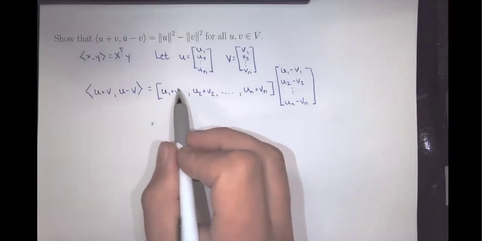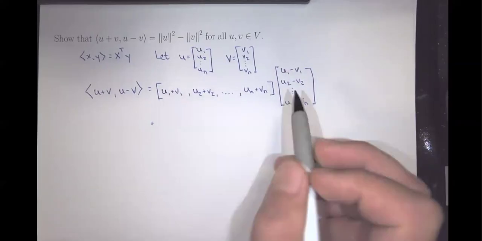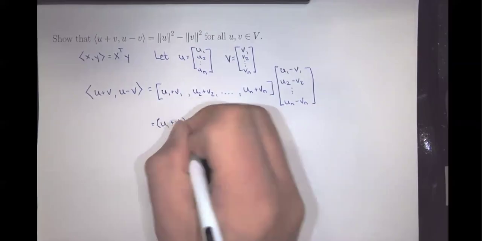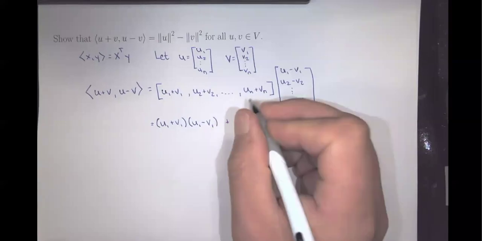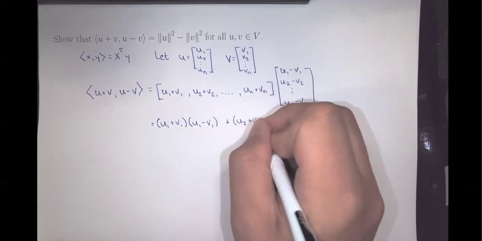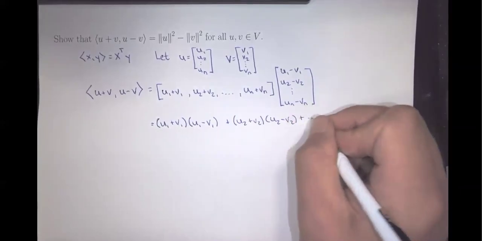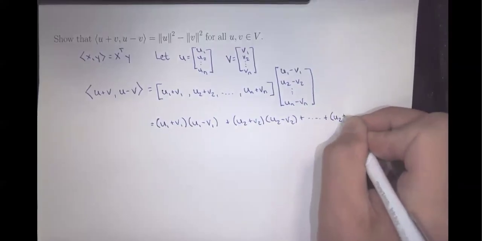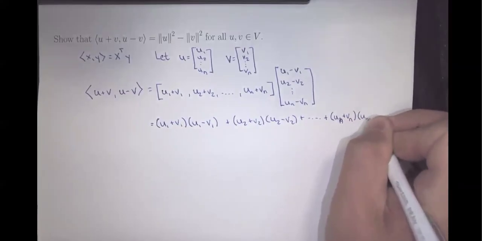So we get u1 plus v1 times u1 minus v1. Let's write it out. u1 plus v1 times u1 minus v1, that's our first multiplication, plus u2 plus v2 times u2 minus v2, plus etc., plus un plus vn times un minus vn.